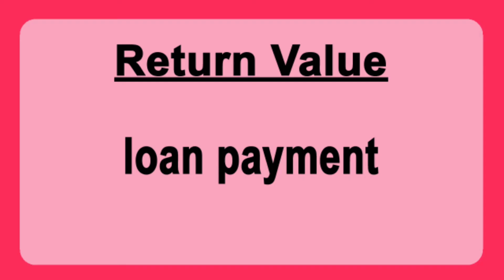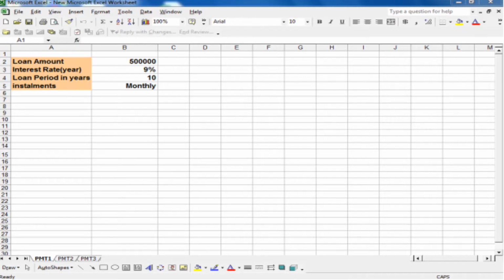PMT function. The PMT function is a financial function that returns the periodic payment value for a loan. You can use the PMT function to figure out payments for a loan, given the number of periods and interest rate. Return value: loan payment value. Suppose you took a loan amount of 5 lakhs, annual interest rate 9%, loan period 10 years, installments monthly. You can use the PMT function to calculate the monthly installment amount.